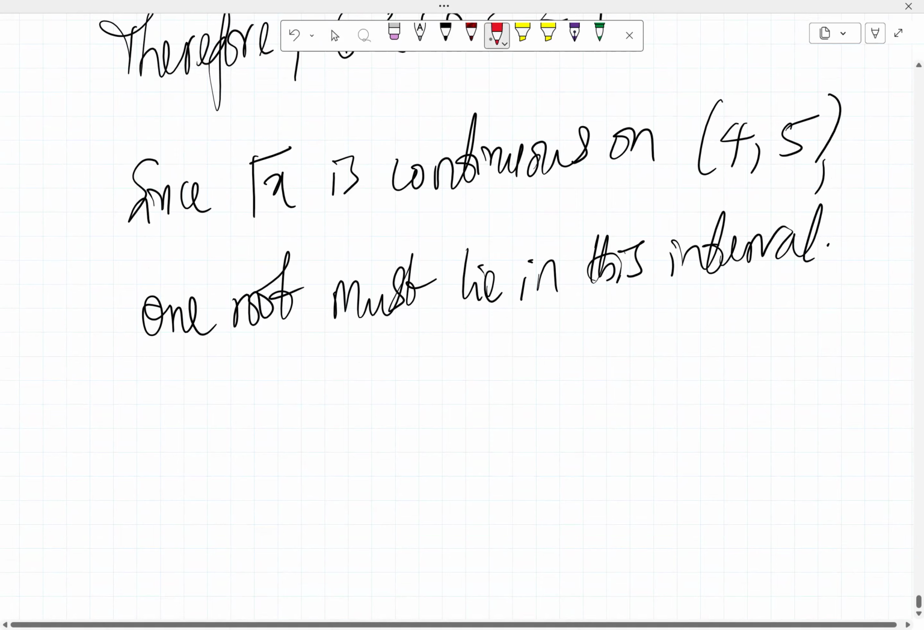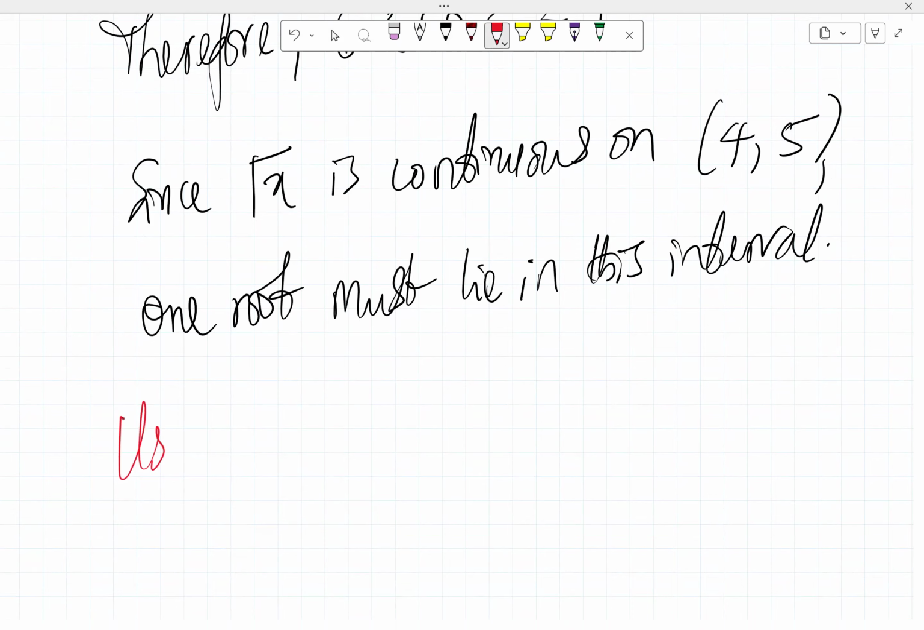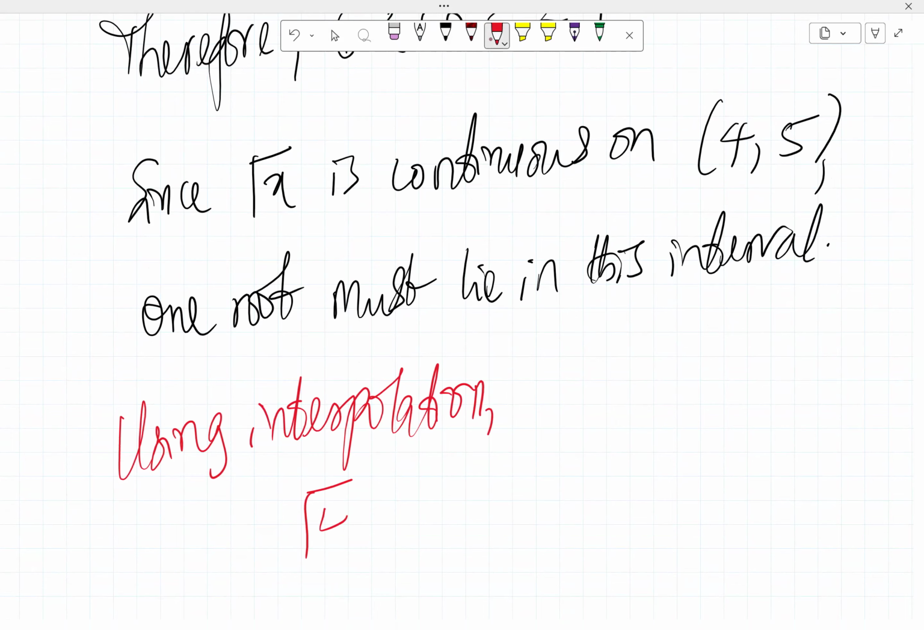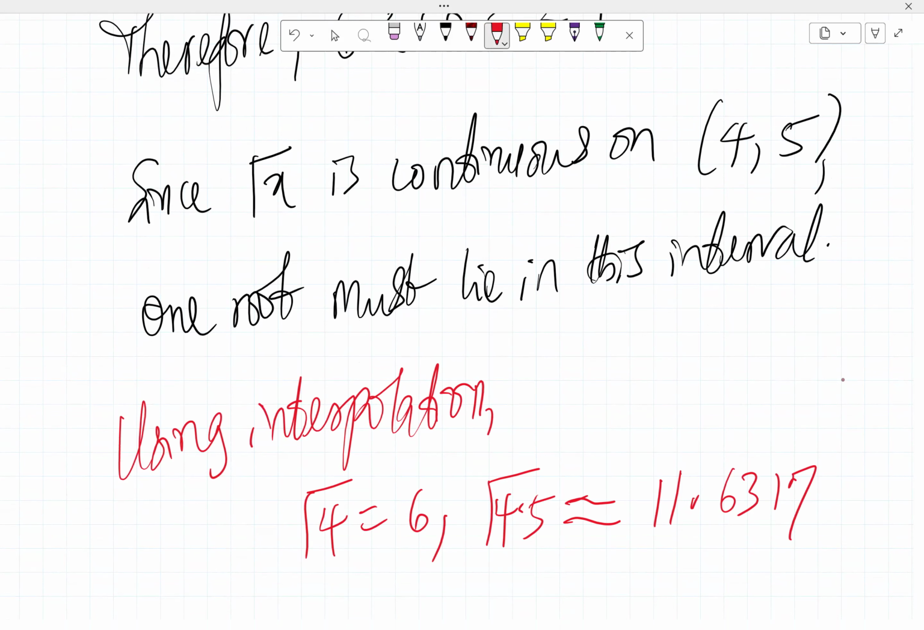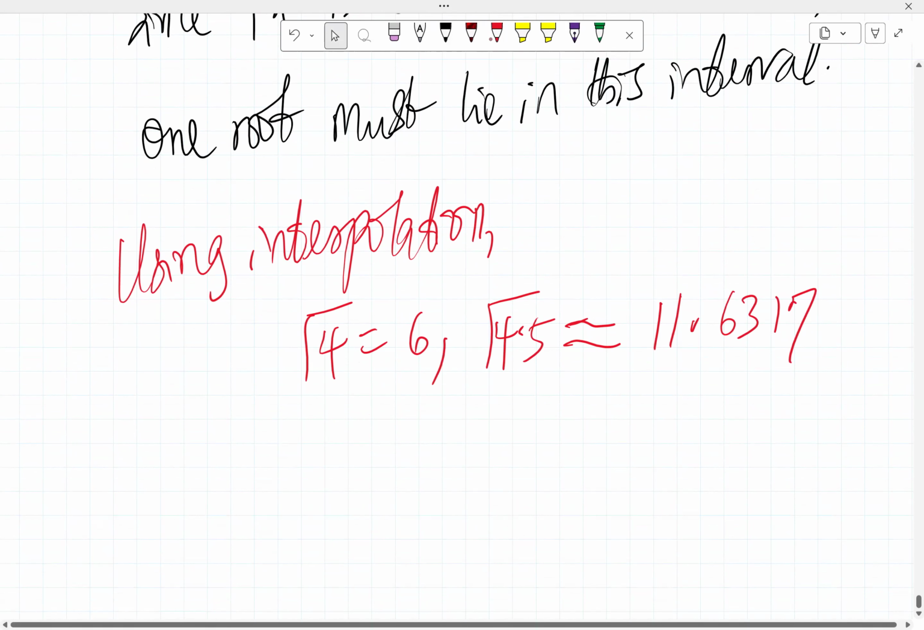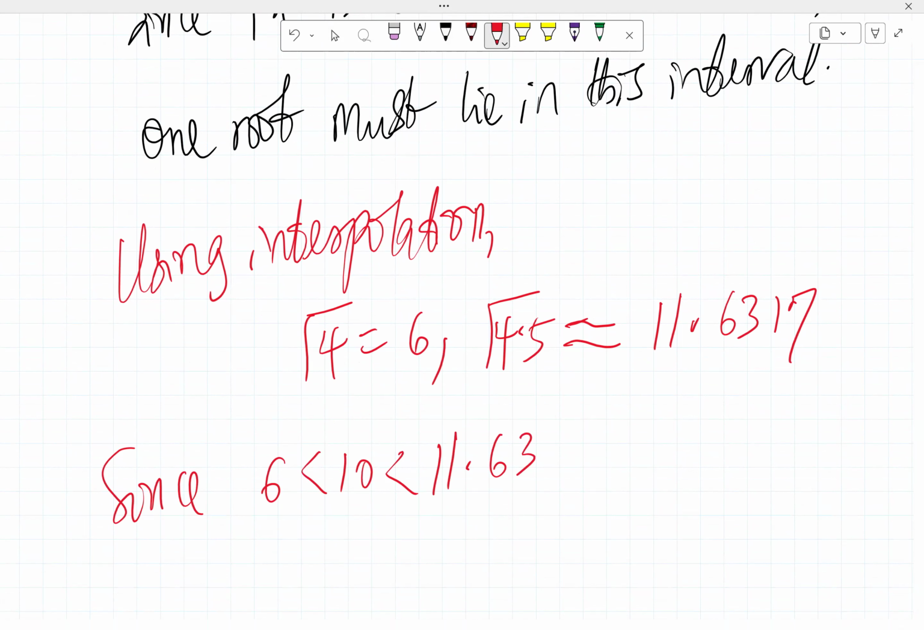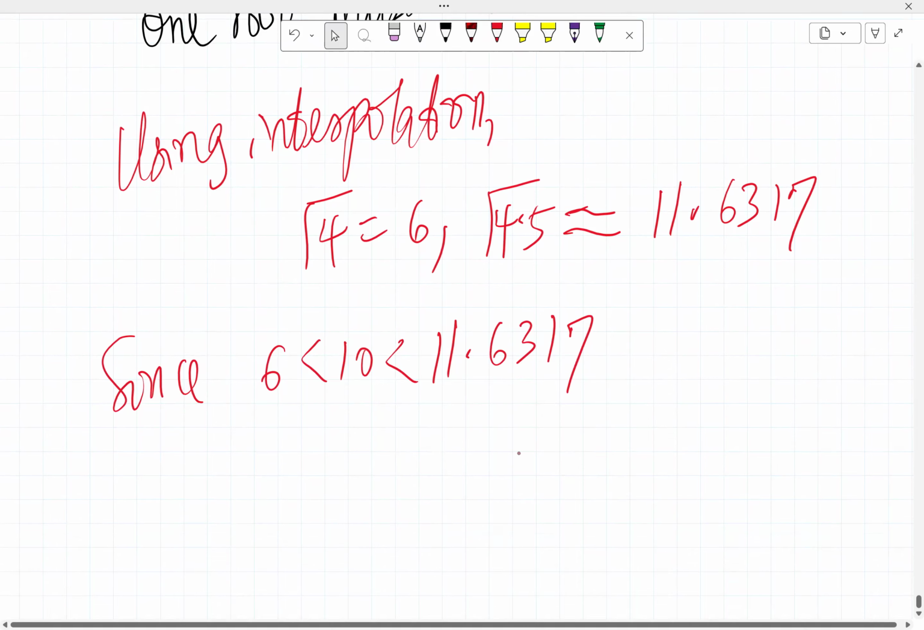So then we go on to find the first positive solution. Using interpolation, we know that gamma 4 is 6. And then we know that gamma 4.5 is approximately 11.6317. That's gamma 4.5. Since 6 is less than 10, and 10 is less than 11.6317, that means the 10 lies between 6 and 11.6317.